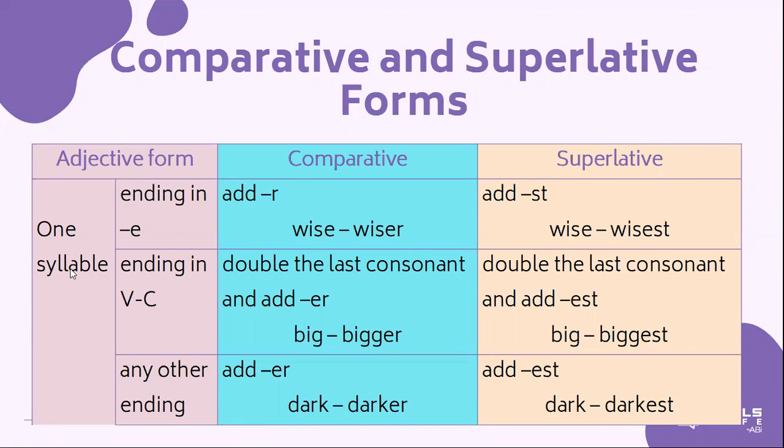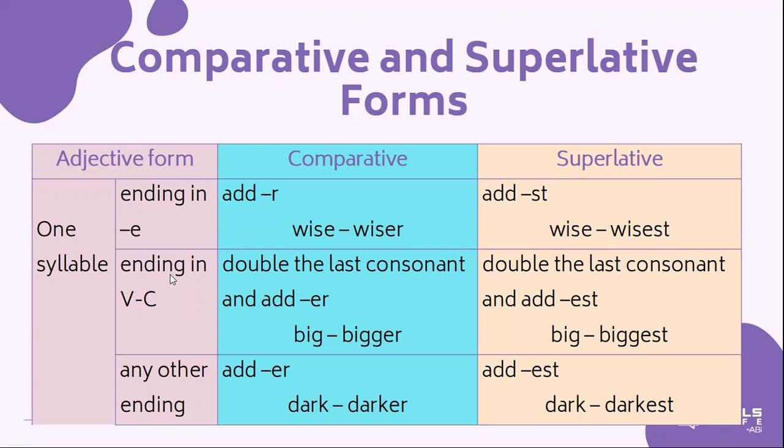When we only have one syllable and the word is ending with the letter E, in the comparative form, we only need to add R. For example, wise, wiser. In the superlative form, we are going to add ST at the end of the word. For example, wise, wisest.